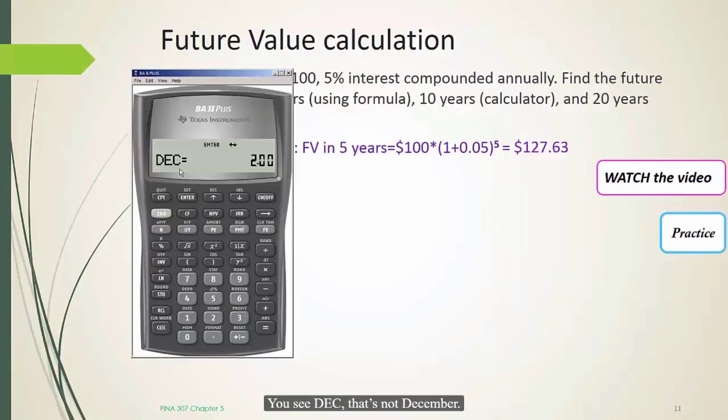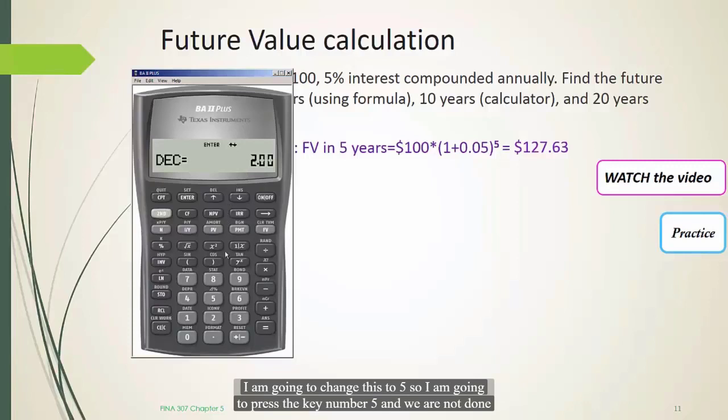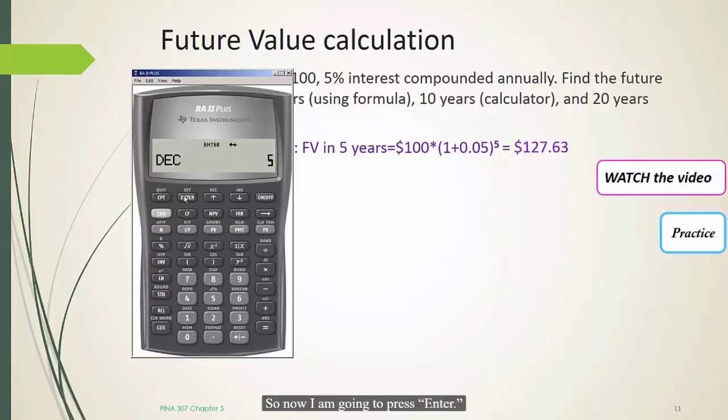You see DEC, that's not December, that's showing it is currently displaying only 2 decimal places, which is not enough. So I strongly recommend you display at least 5 decimal places. I'm going to change this to 5, so I'm going to press the key number 5. And we are not done yet, because on the screen you see there's a reminder. You still have to press the key enter after you enter a new value to register that value with the calculator. Otherwise, your calculator won't take that value. So now I'm going to press enter.